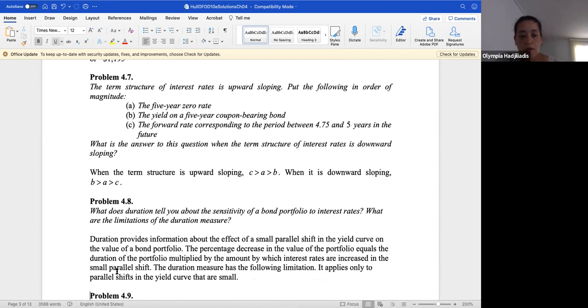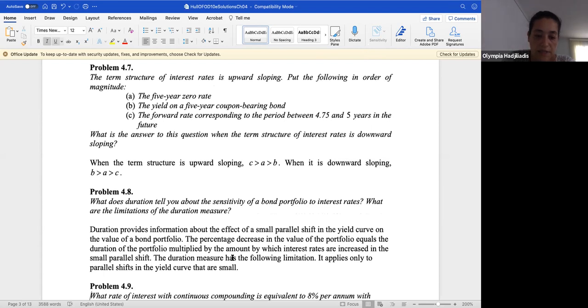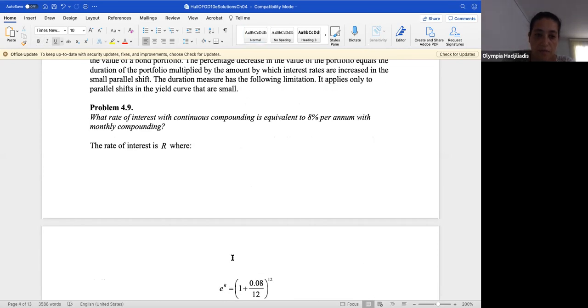Duration provides information about the effect of a small parallel shift in the yield curve on the value of a bond portfolio. The percentage decrease in the value of the portfolio equals the duration of the portfolio multiplied by the amount by which interest rates are increased in the small parallel shift. The duration measure has the following limitation. It applies only to parallel shifts in the yield curve that are small.